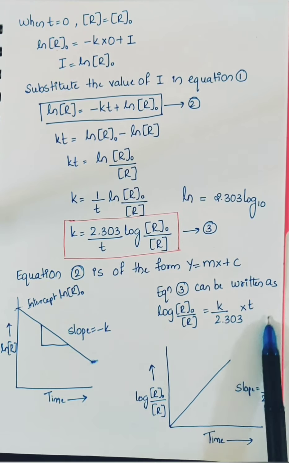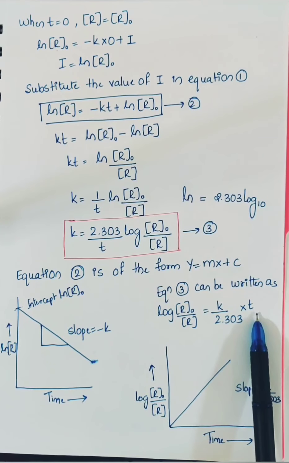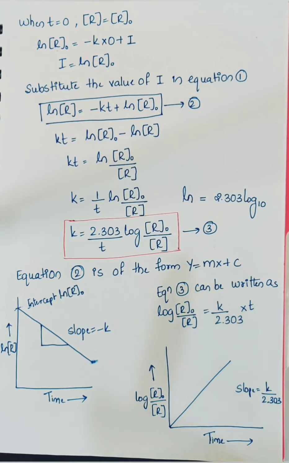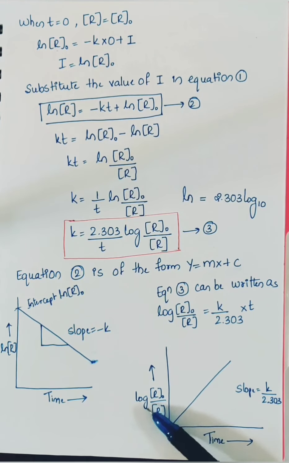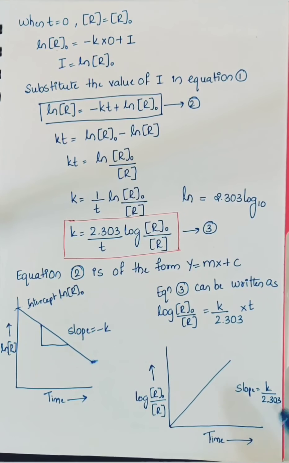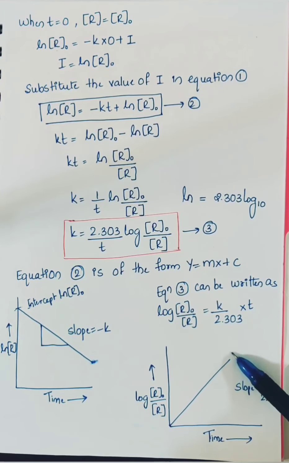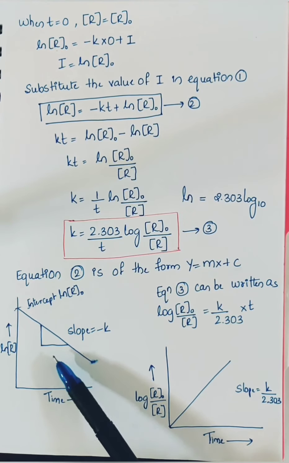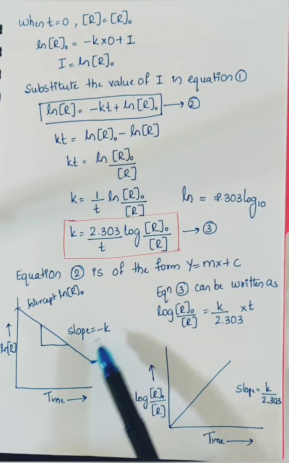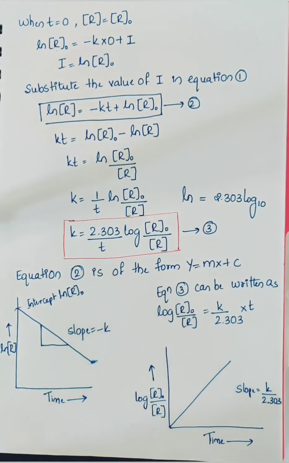So if you compare this with the equation y is equal to mx plus c, here the intercept is equal to 0. If you consider on y-axis log R naught upon R, on x-axis I'll take time t. So slope will be equal to K upon 2.303, intercept is 0, so the straight line passes through the origin. This kind of graph you get for this equation, and you get a straight line going downwards as there is a negative slope for equation 2.